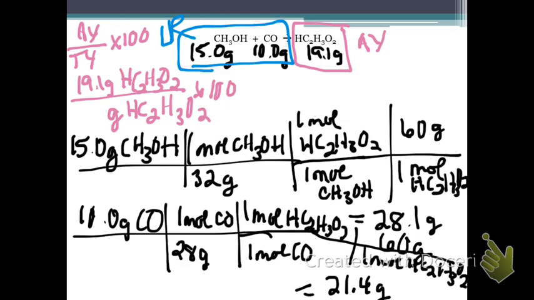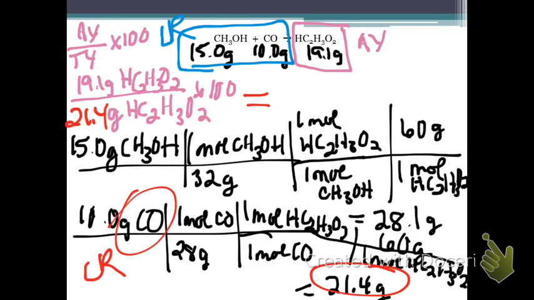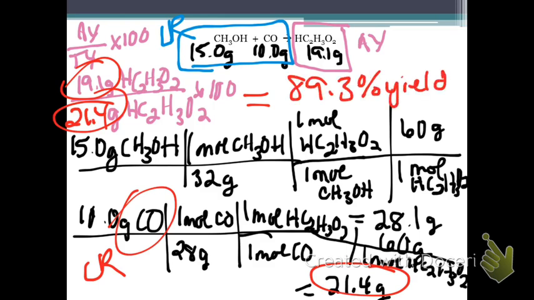Now, of those two numbers, think back to limiting reactant problems. What is the correct number to plug into the theoretical yield? Well, you use the smaller of the two numbers because this is your limiting reactant. So take the 21.4 grams, plug it into your equation, and solve. I got 3 sig figs in the 19.1, 3 sig figs in the 21.4, and the 100 doesn't count. It's a part of the formula. It's not measured. And you get 89.3% yield. And in the world of chemistry, that's a pretty darn good yield.